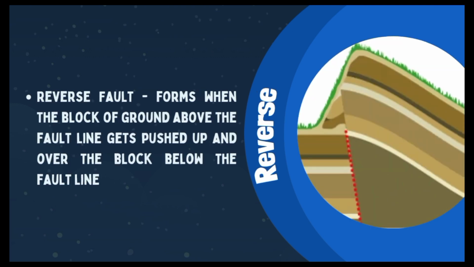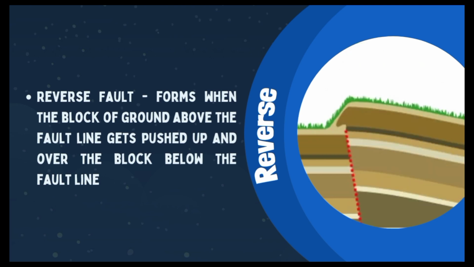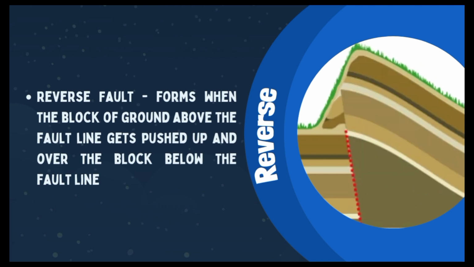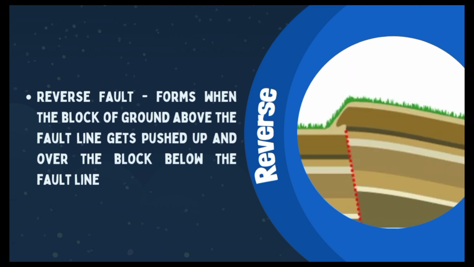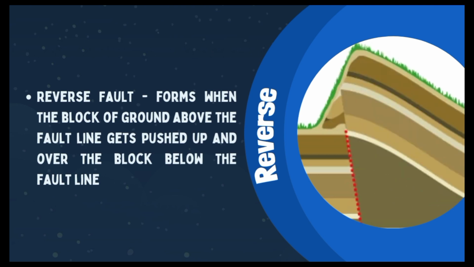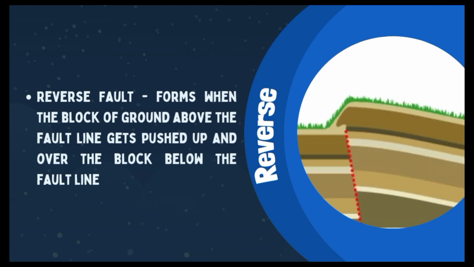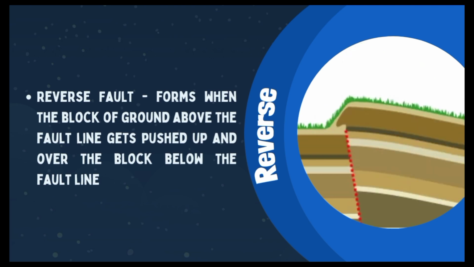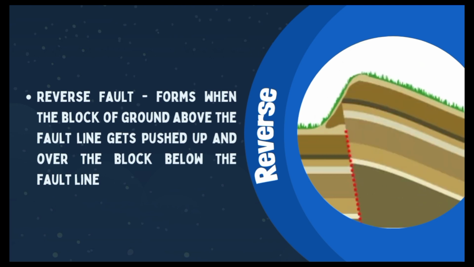So next we have the reverse fault. A reverse fault forms when the block of ground above the fault line gets pushed up and over the block below the fault line. So basically, reverse fault happens when Earth squeezes together, making the block of Earth get pushed upwards. Think of it like pushing a stack of books and the book on the top part gets pushed due to the force of the push.